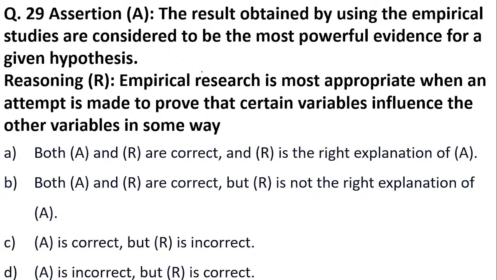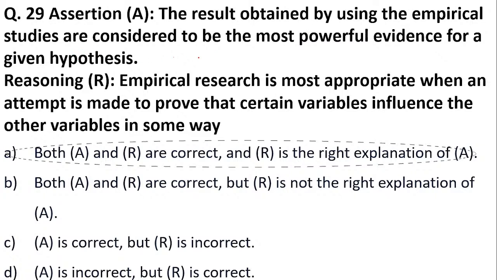Likewise, empirical research is based on observation and measurement of phenomena. So here for this question, the right answer is both A and R are correct. Assertion and reason both are correct, and the reason is the right explanation of assertion. The result obtained by using empirical studies are considered to be the most powerful because knowledge is gained from experience.